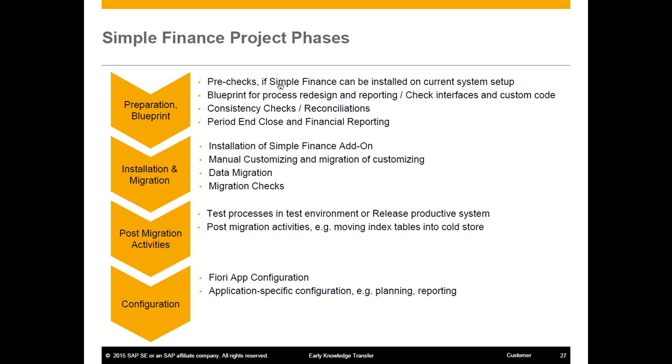You do the pre-checks to see if SimpleFinance can be installed in your current system, you write a blueprint, you look at the process redesign reporting, you check the interfaces, custom coding, you check for consistency, check the reconciliations between ledgers and subledgers, you look at the period end close and the financial reporting, you install the SimpleFinance add-on, you manually do some customizations, migration of any customizations that you may have, you migrate the data to SimpleFinance on S4 HANA, do migration checks, there will be a migration cockpit, you test your system, remove the indexes, and then go to Fiori and start using it and move on to the configuration.